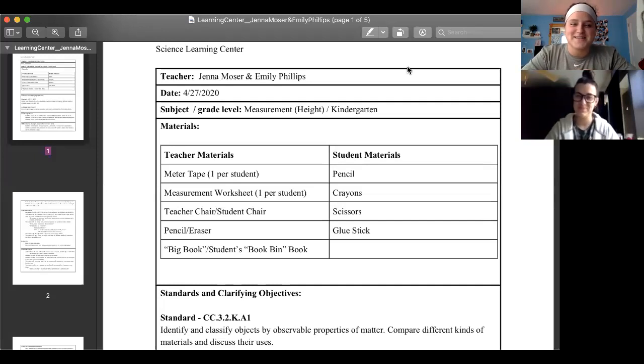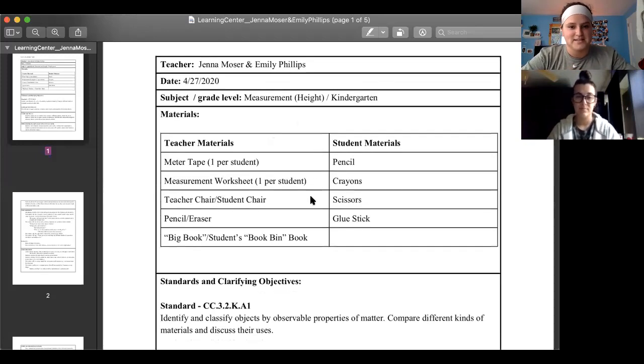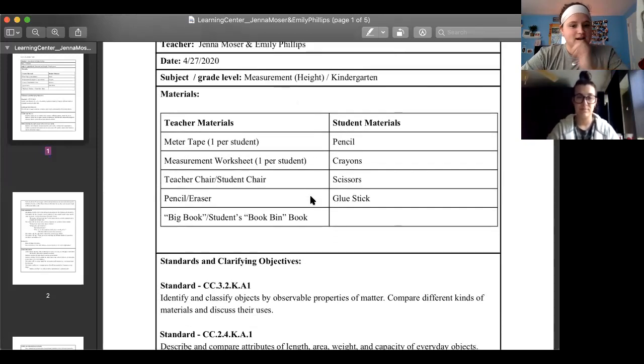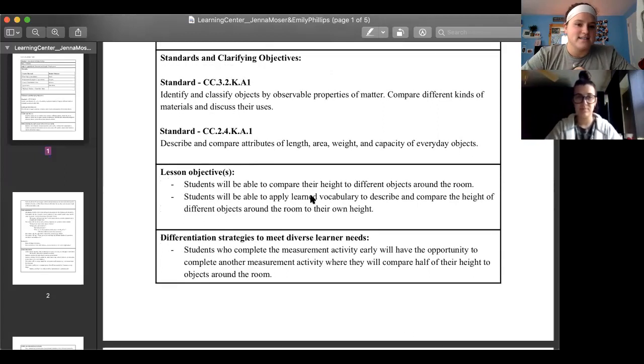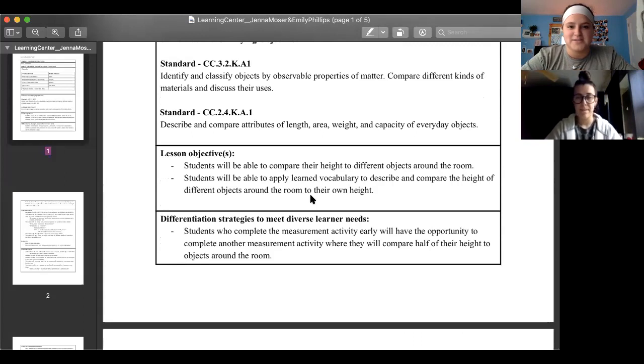The grade that we decided to focus on was kindergarten, and our subject was measurement, specifically height. For our unit plan, we decided to do the different types of measurement, like weight, height, stuff like that. So this one primarily focuses on height. For our standards, we have two of them. The first one is identify and classify objects by observable properties of matter and comparing different kinds of materials and discuss their uses. And then the second one is describe and compare attributes of length, area, weight, and capacity of everyday objects.